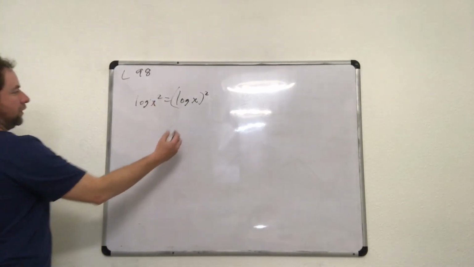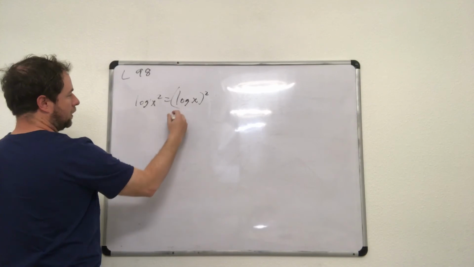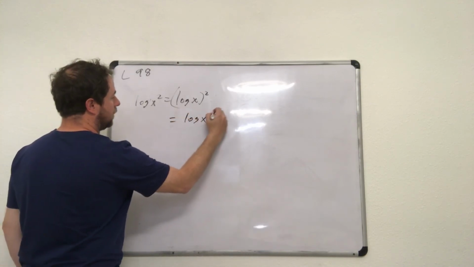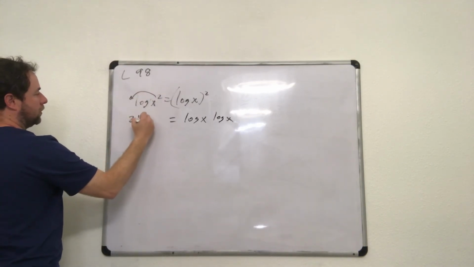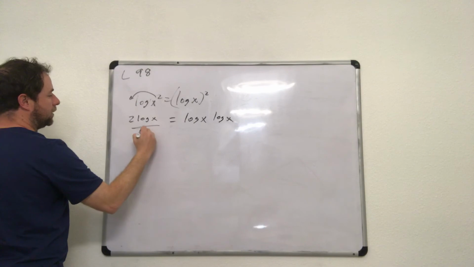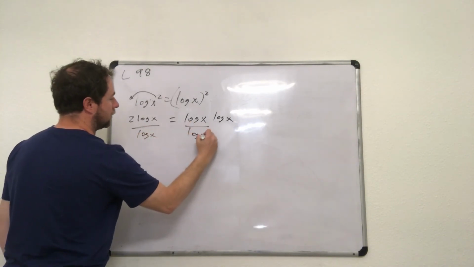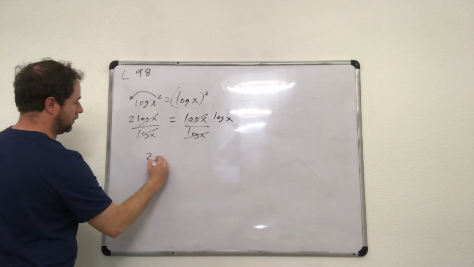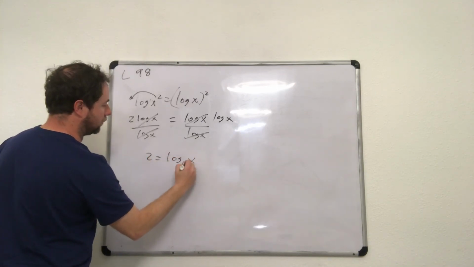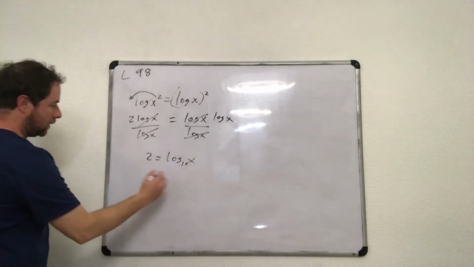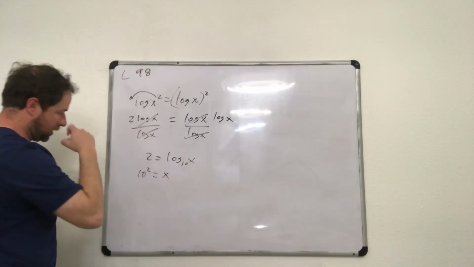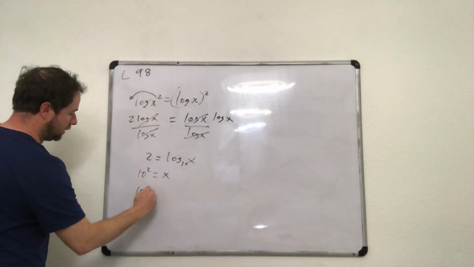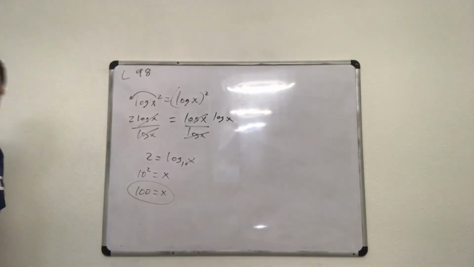One last type here. You get something like this. This is actually squaring the log x, so that means you write it twice: log x, log x. The 2 can come to the front, so it has 2 log x. Divide both sides by log x. Get rid of one of the log x's over here, so now you have 2 log x. Remember, this is actually base 10. So you get 10 squared equals x. When you go to exponential form, we know that 10 squared is 100, so your answer is x equals 100.